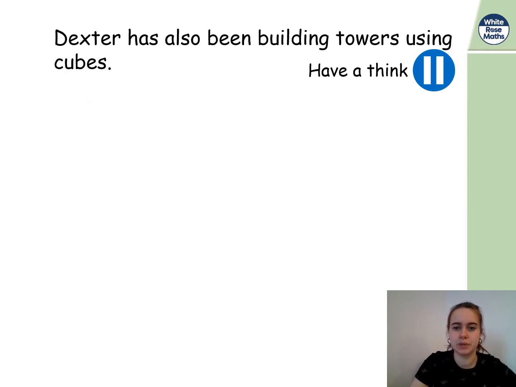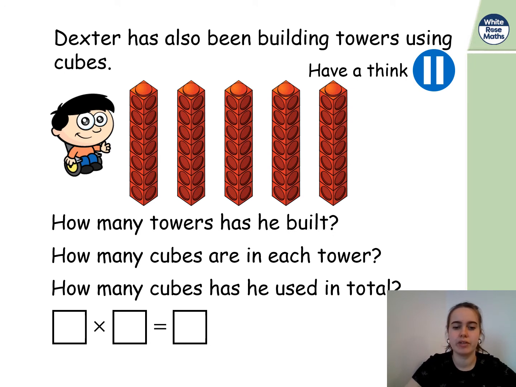Dexter has also been building towers using cubes. Have a think. You can pause the video if you like to answer these questions, but I will give you the answers now. So how many towers has he built? He's built 1, 2, 3, 4, 5 towers. How many cubes are in each tower? There are 7 cubes in these towers. How many cubes then has he used in total? Now, we can't count in fives going this way because that's not 5. I couldn't say 5 and actually be counting 7 cubes. So how could I do this?